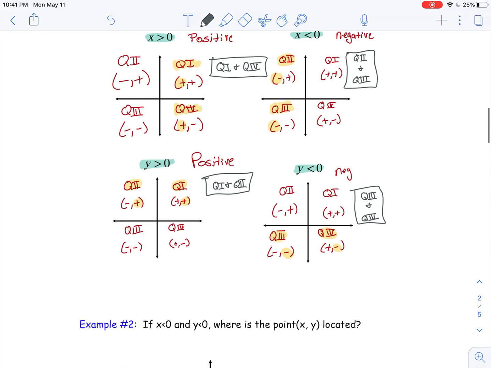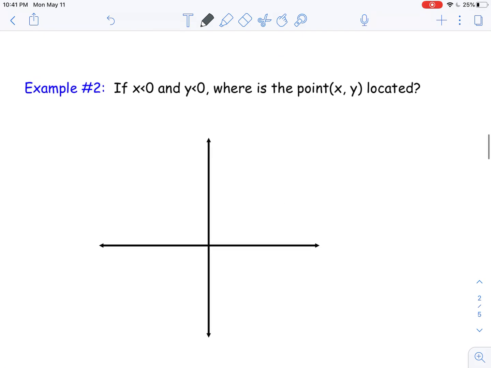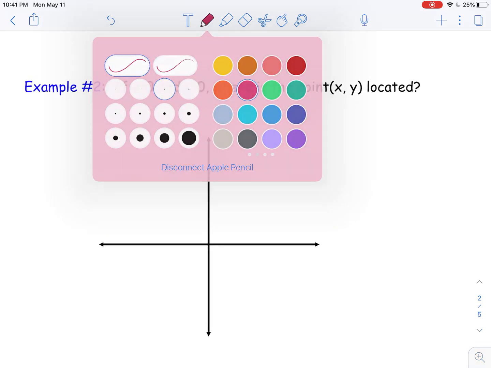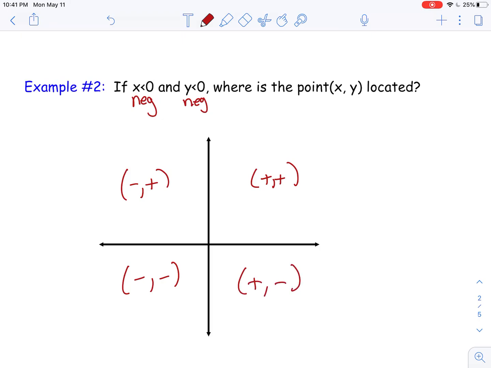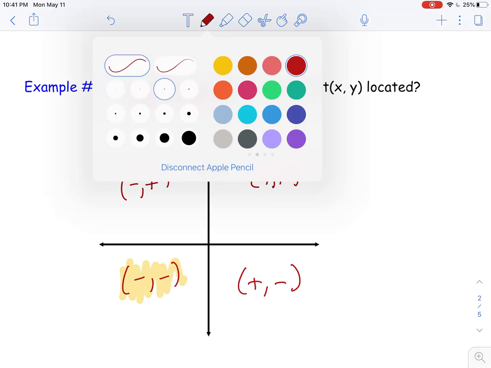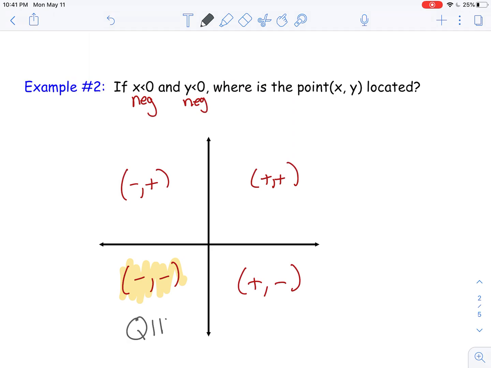So let's look more specifically. Now it's asking, when is x less than 0? So when is x negative? And when is y less than 0? When is y negative? So this is positive, positive, negative, positive, negative, negative, positive, negative. So we want to know, when are x and y both negative? That's going to occur here. This is quadrant 3. So my answer to this question is quadrant 3.